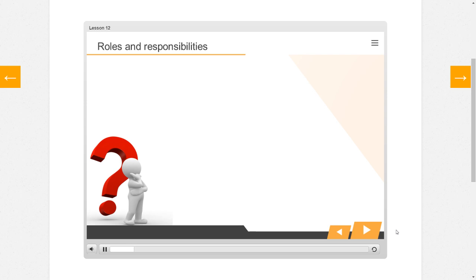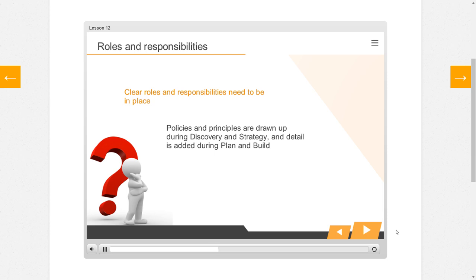The first practice associated with managing cross-functional teams is having clear roles and responsibilities in place. Policies and principles for roles and responsibilities are drawn up during the discovery and strategy roadmap stage, before detailed roles are added during plan and build. If everyone understands their role and how it relates to other roles, teams will be more effective.